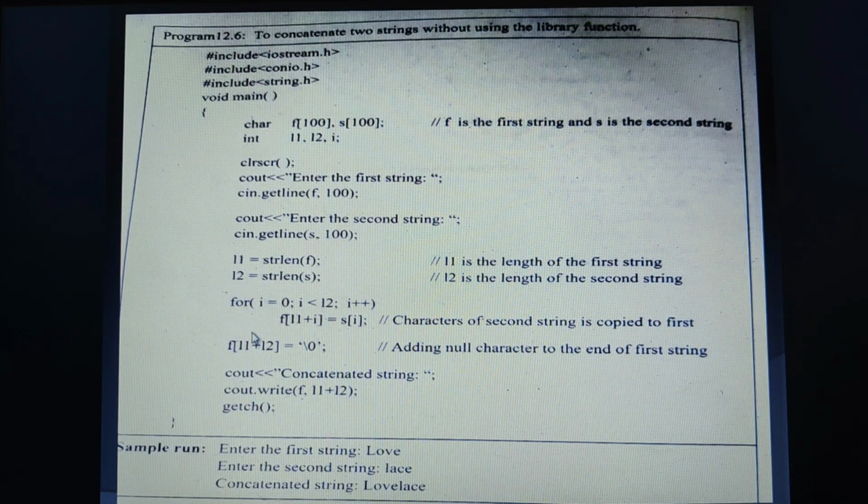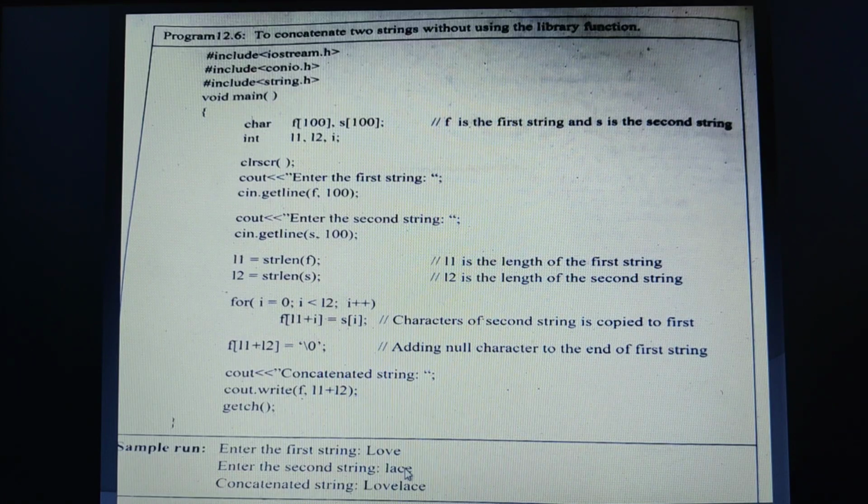Now look at this. For i is equal to 0, i should be less than L2, i plus plus. What I have to do is join the second string at the end of the first string. I need to copy it. So I need to iterate all these characters one by one. This particular string I need to read, L-A-C-E, and when I read L, I should place it at this location. When I read A, I should place it at the very next location. Like this I need to adjoin it.